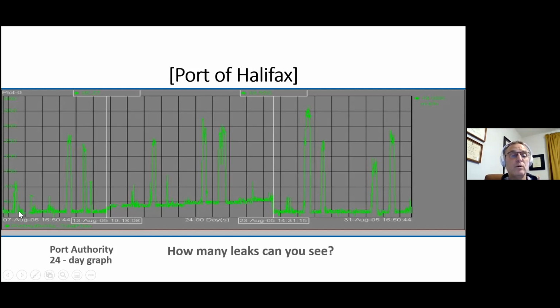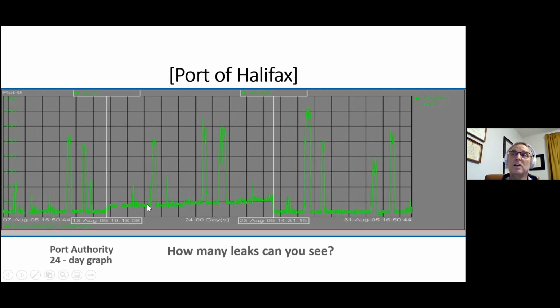So here's our night flow. Everything's going along nicely. And by the way, each grid here represents 1 day. So understand that, right? This is 24 days in total. So everything's going along fairly well, decent night flow, pretty stable. And all of a sudden, the night flow kicks up. And here's something else interesting, and I'm sure you've all seen it in all of your systems. A leak does not repair itself by itself. It doesn't get better over time.